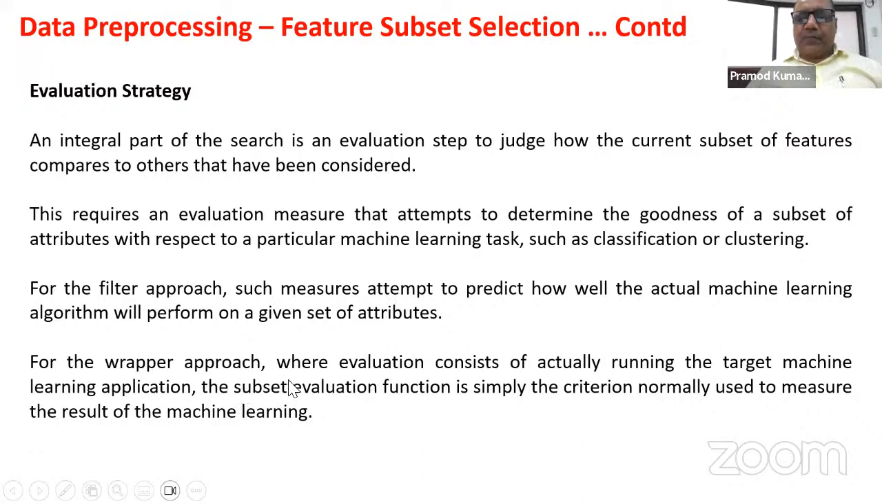In case of the wrapper approach, where the evaluation consists of actually running the target machine learning application, the subset evaluation function is simply the criteria normally used to measure the result of the machine learning algorithm. Here the machine learning algorithm itself is a part of the evaluation strategy. If the classification accuracy is good, or if it's a clustering problem and the clustering results are good, then obviously this subset is better.